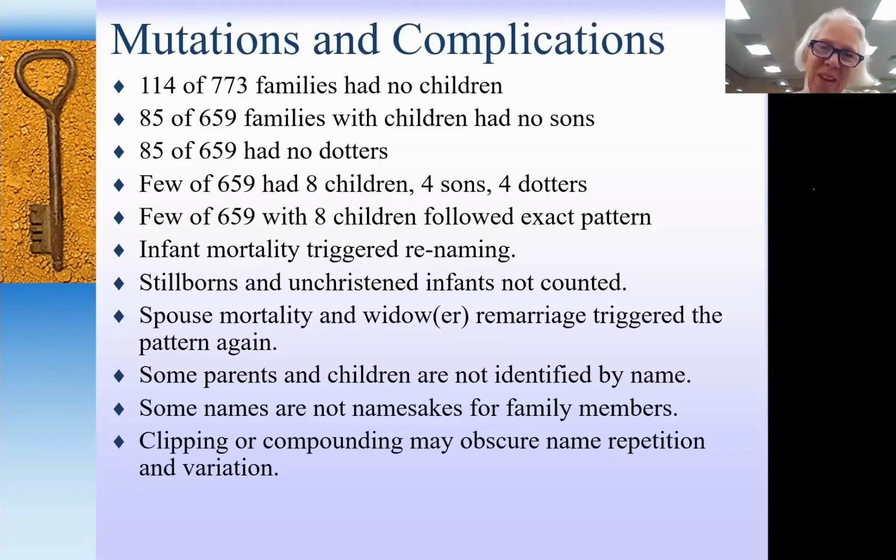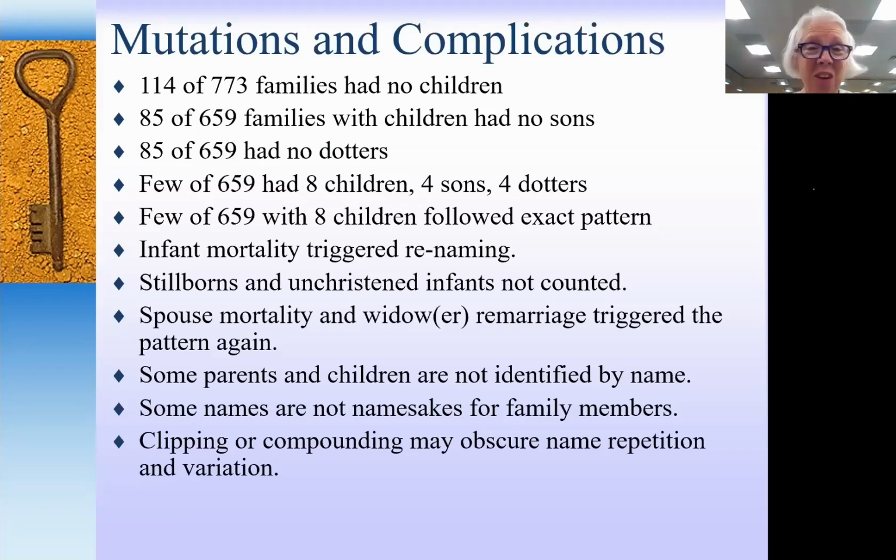They had no children. 85 out of 659 families that did have children didn't have any sons, and 85 out of 659 had no daughters. And out of the 659 families that had children, very few had 8 children that was exactly 4 sons and 4 daughters, which the pattern is based on, as a template. And very few of the 659 families followed the exact pattern, even if they did have 8 children.